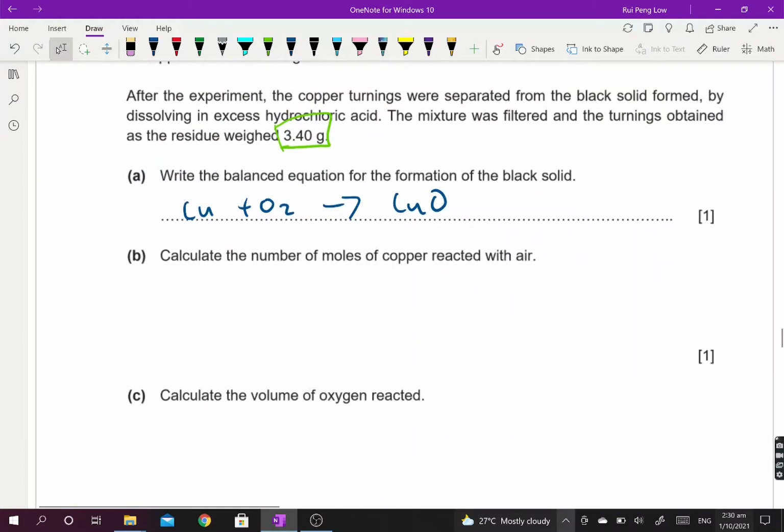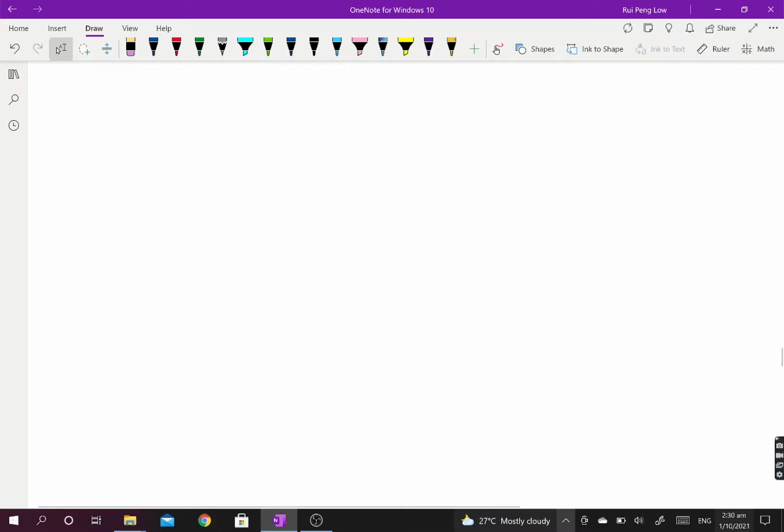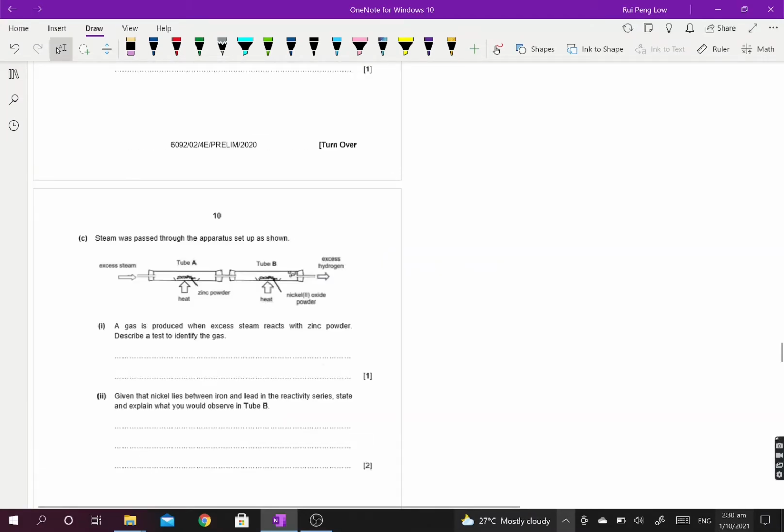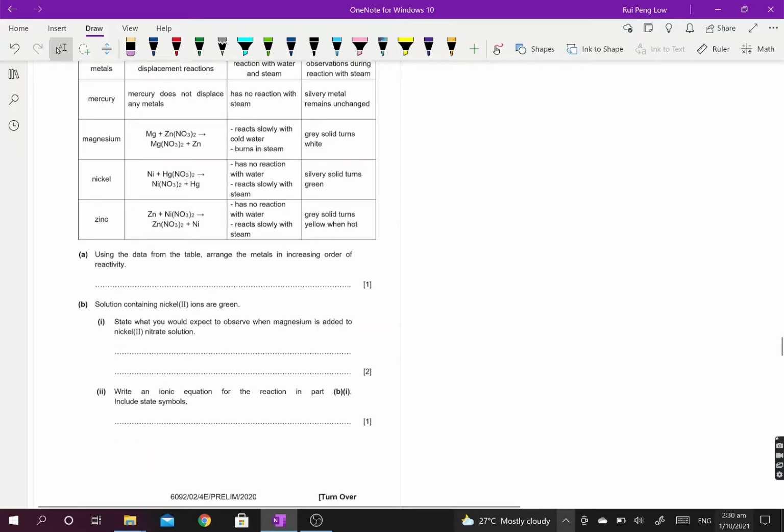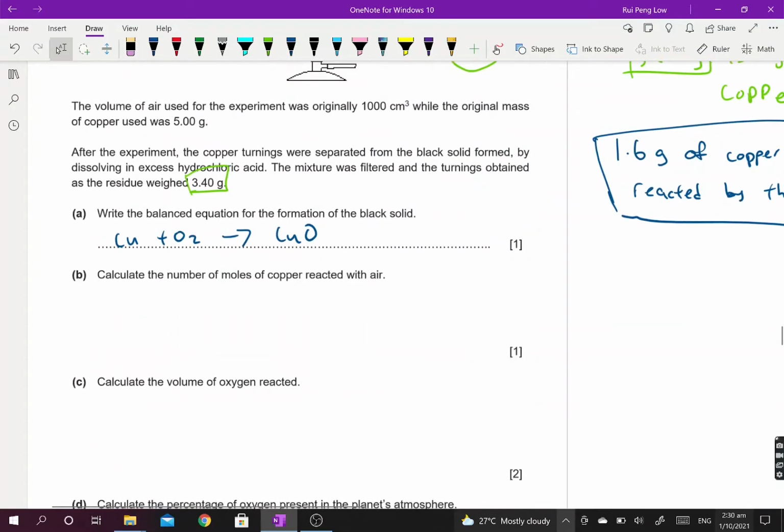Alright, we are back here. Okay, so as I mentioned, 1.6 grams, 1.6 divided by 64, you get, hold on, I need my calculator. 1.6 divided by 64, 0.025 moles. Okay, so done.